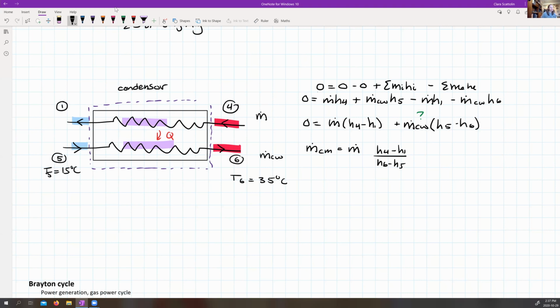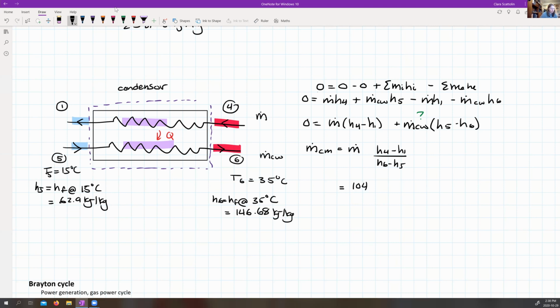All right, so where am I going to get H5 and H6, you ask? It is water. So I can get them from the table. So I know that H5 is equal to HF at 15 degrees C, which gives me 62.9 kilojoules per kilogram. I know that H6 is going to be HF at 35 degrees C, which gives me 146.68 kilojoules per kilogram. Now all I got to do is I have to do this multiplication.